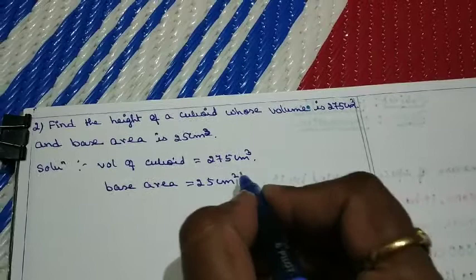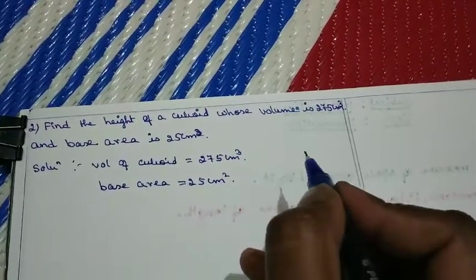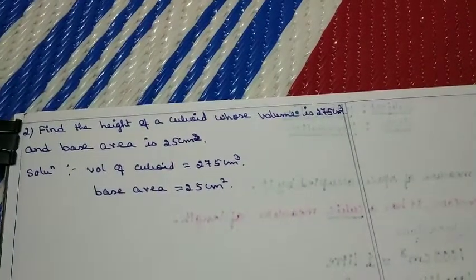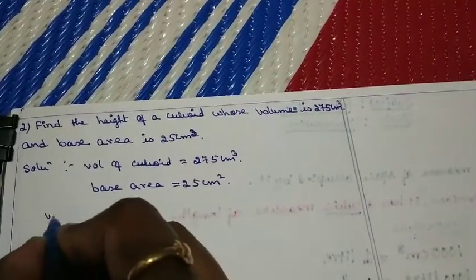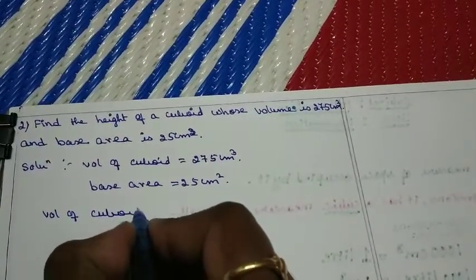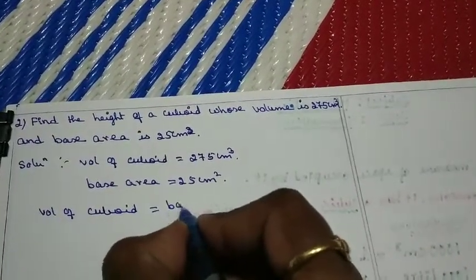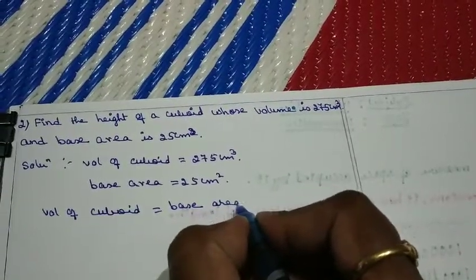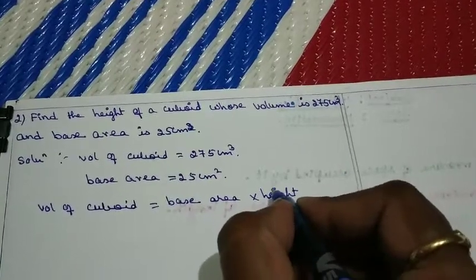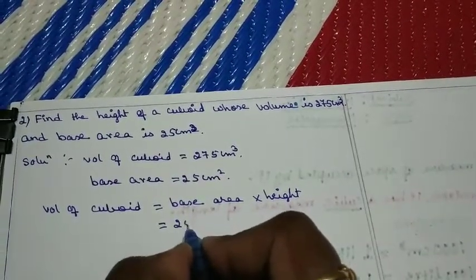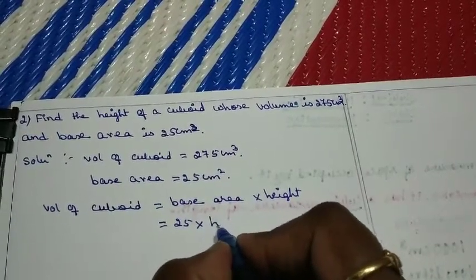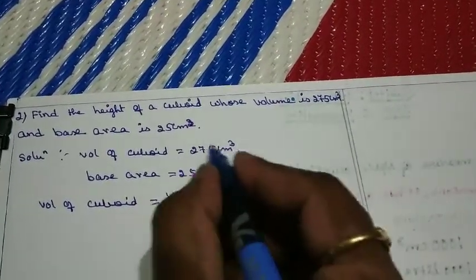We know that volume of cuboid is L into B into H, or the other way of writing the volume of any prism is base area into height. So volume of cuboid equal to base area into height. Then base area is 25 into H, because we do not know the height, and the volume is given.